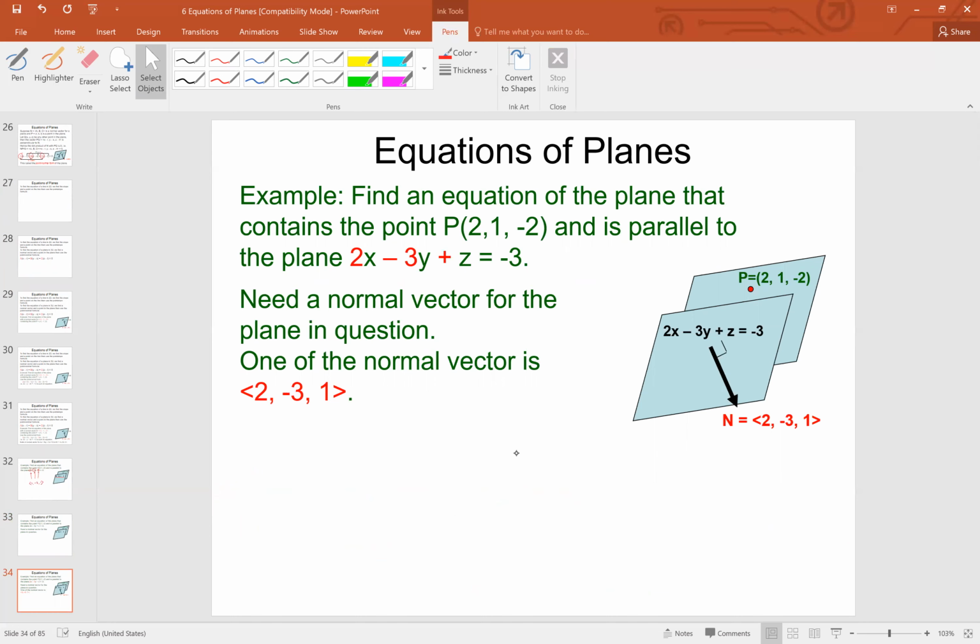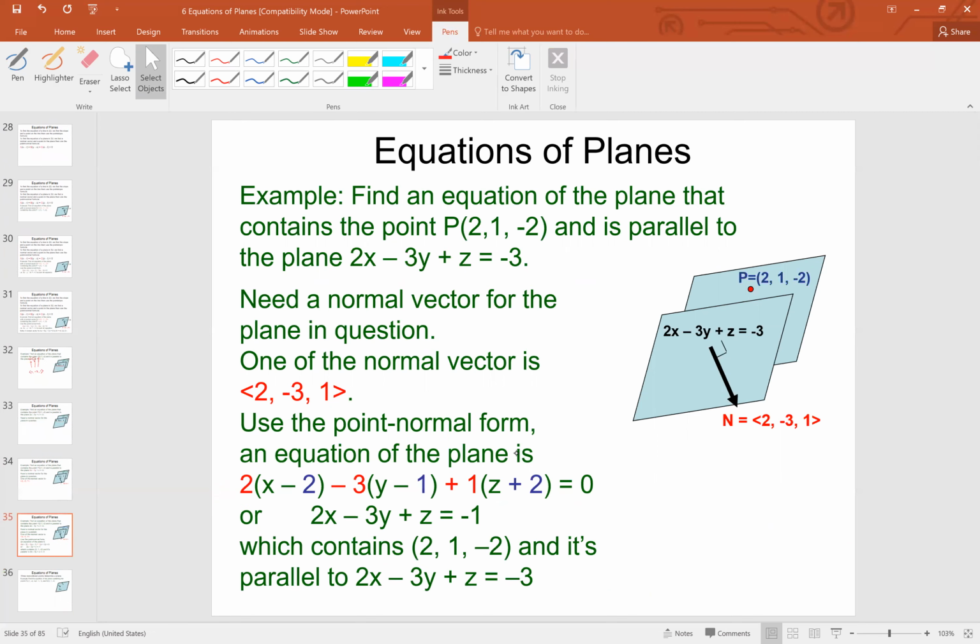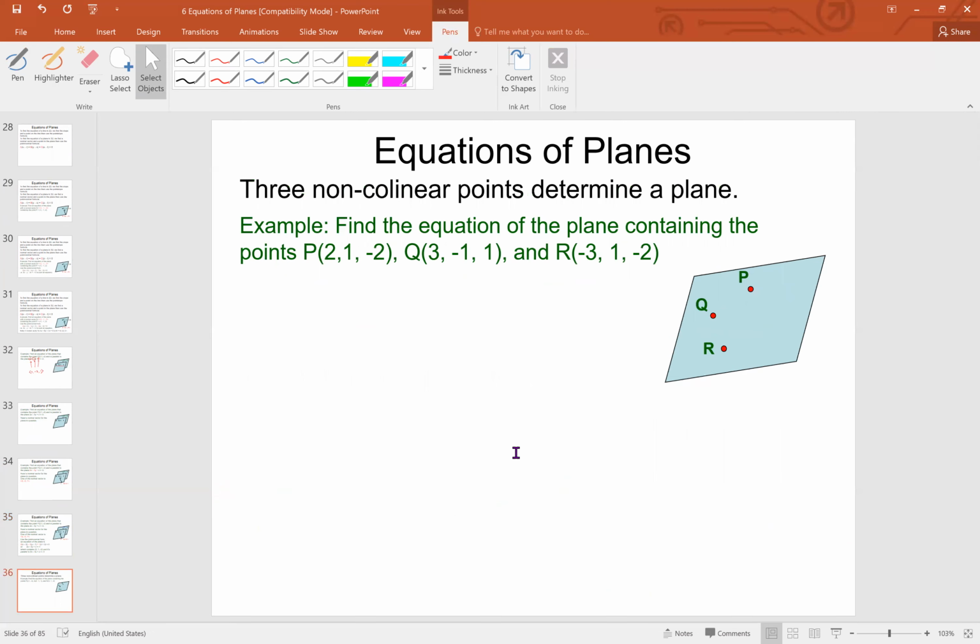Once I know the normal for this plane, this must be the normal for the other plane too. Then I can use the point normal form to figure out the equation of the other plane. What else? How do we find the equation from 3 points? 3 points make a plane, except when they line up. If they all sit on a line, then there are many, many planes that go through them.